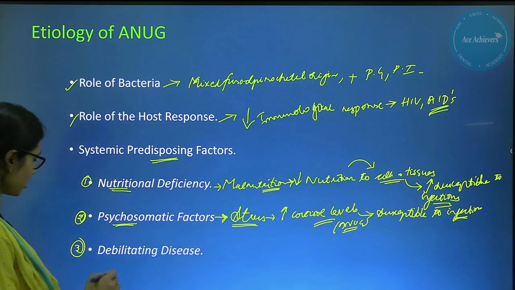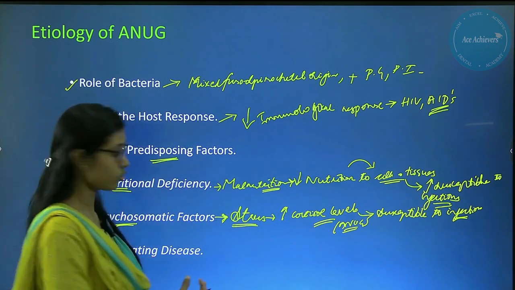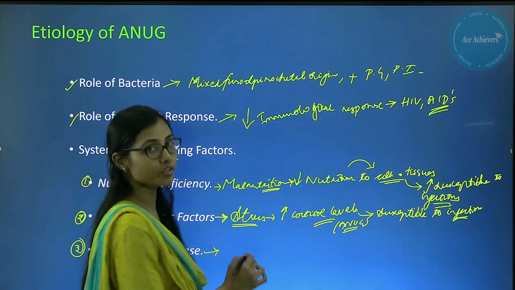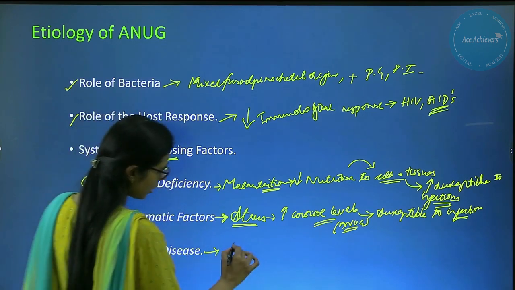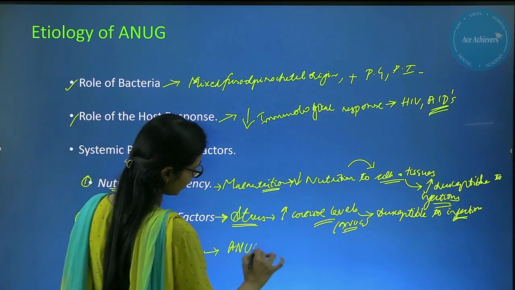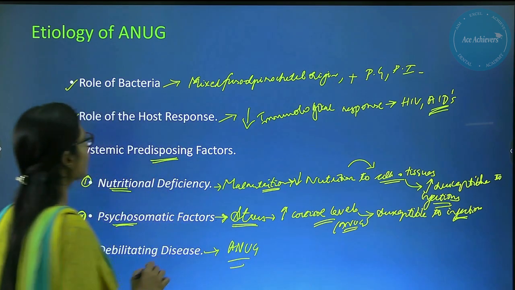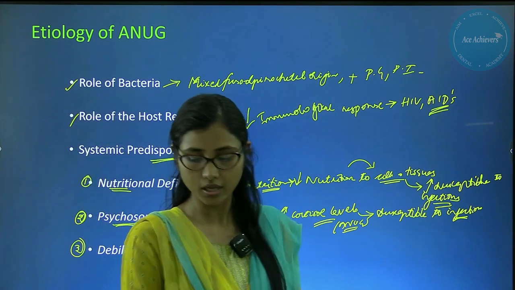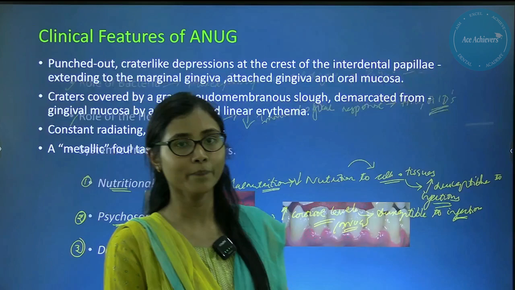Now patients who have recovered from debilitating disorders like Parkinson's disease and Alzheimer's disease are also going to be very susceptible to lesions like acute necrotizing ulcerative gingivitis, okay. So these are the major etiological factors for the development of acute necrotizing ulcerative gingival lesions, okay.